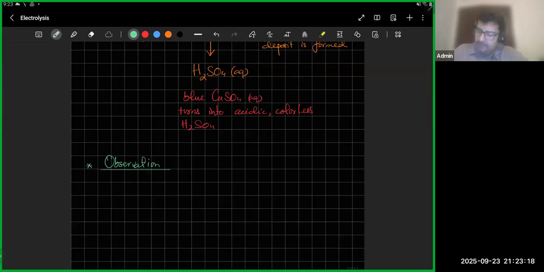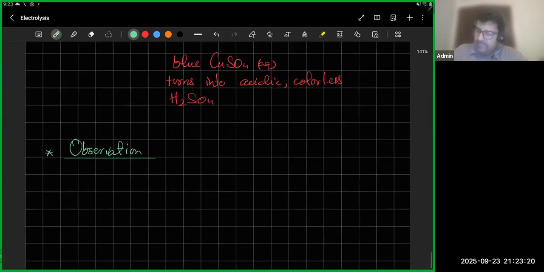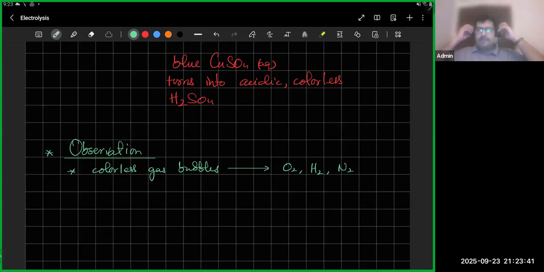So for example, let's talk about colorless gas bubbles forming. Who's got colorless gas bubbles? A lot of gases are colorless. Oxygen gas can be obtained in electrolysis. You've got hydrogen gas, and plenty of other gases as well, nitrogen gas, etc. So there are plenty of gases that are colorless. Then you've got a few gases which are colored.